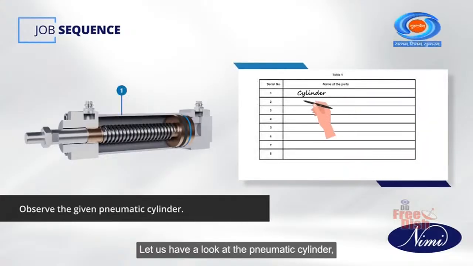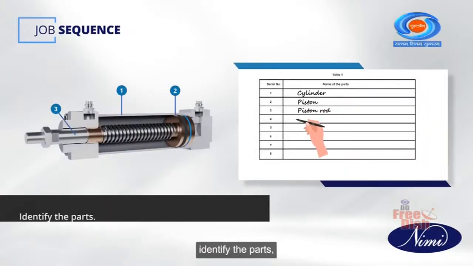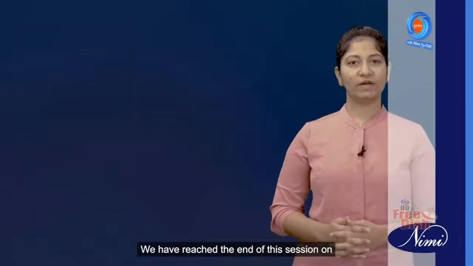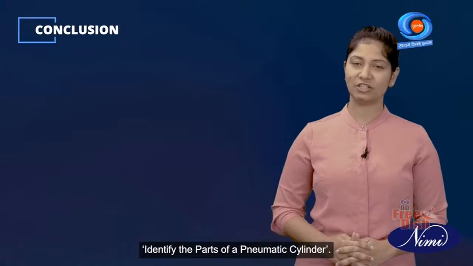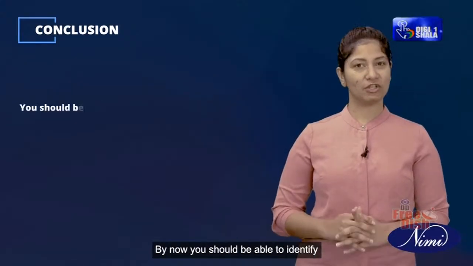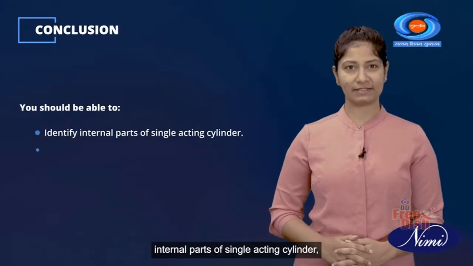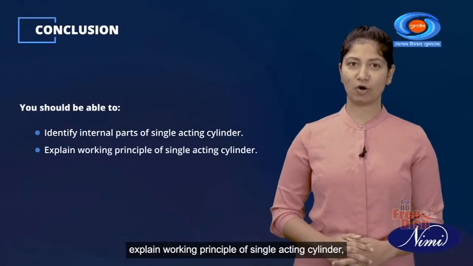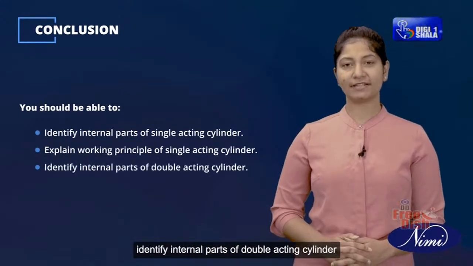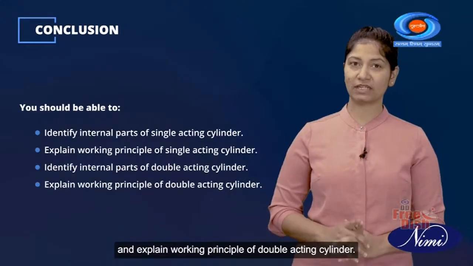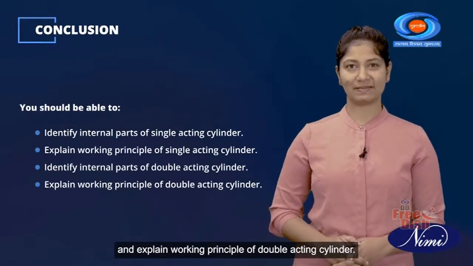Let us have a look at the pneumatic cylinder, identify the parts, record and check it for your reference. We have reached the end of this session on identifying the parts of the pneumatic cylinder. By now, you should be able to identify internal parts of single acting cylinder, explain working principle of single acting cylinder, identify internal parts of double acting cylinder and explain working principle of double acting cylinder.